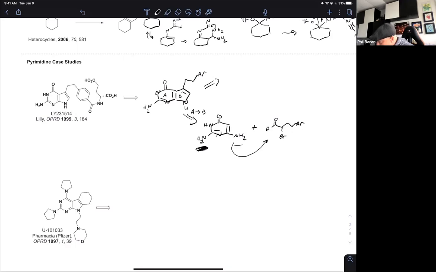Does the other method make sense if we break the other ring? Let's take a look at what it would entail. It would mean we would use essentially a 3+3 approach.